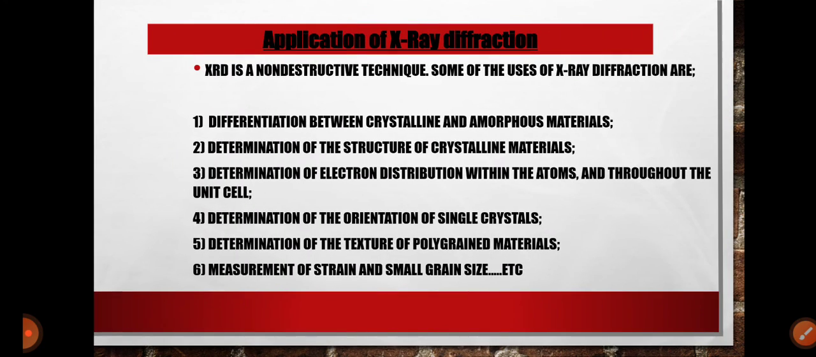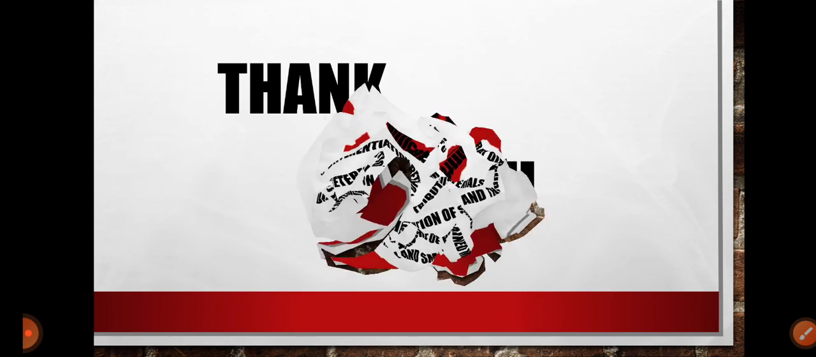Then the applications of X-ray diffraction. There are many applications of X-ray diffraction. It is used for differentiation between crystalline and amorphous solids, determination of the structure of crystalline material, determination of electron distribution within the atoms and throughout the unit cell, determination of the orientation of a single crystal, determination of texture of a polygrain material, and measurement of the strain and small grain size.